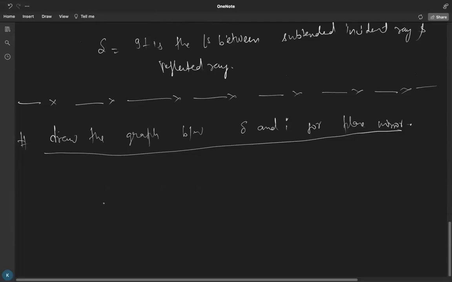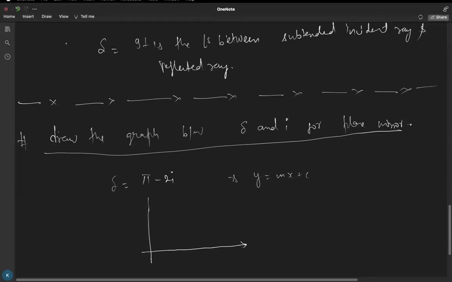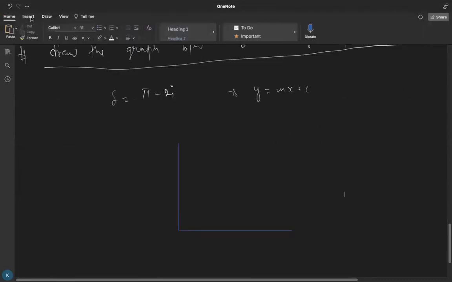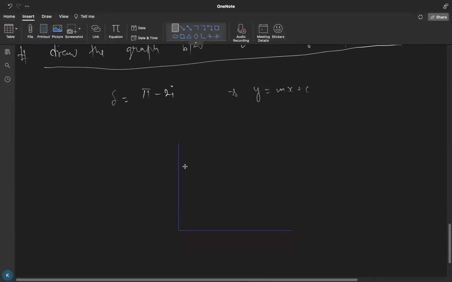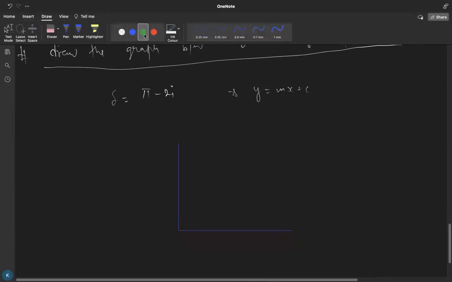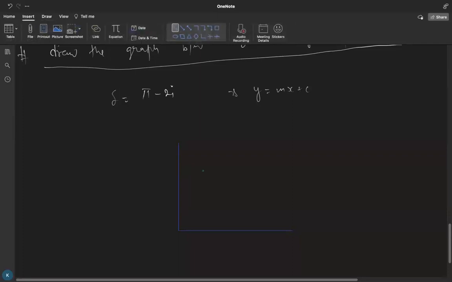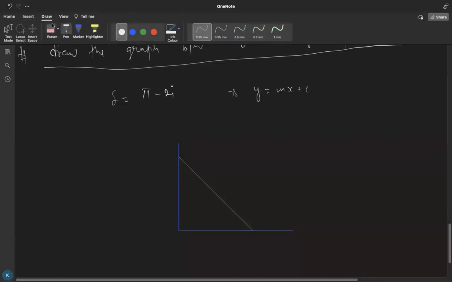Okay, so look here. We have a relation: angle of deviation is equal to pi minus 2i, right? This represents a straight line, because if we compare this with y equals mx plus c, our graph will look like a straight line. Let me draw it. Let's insert a straight line with some other color.